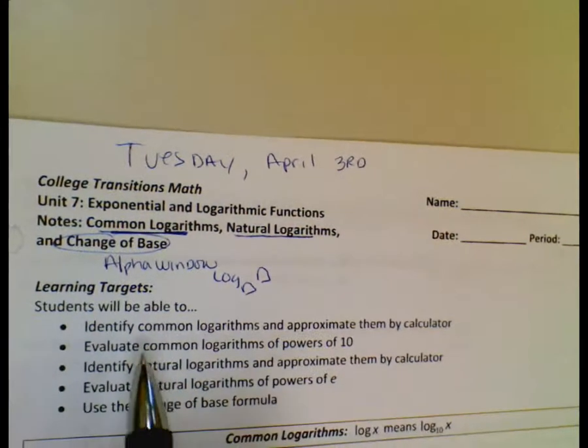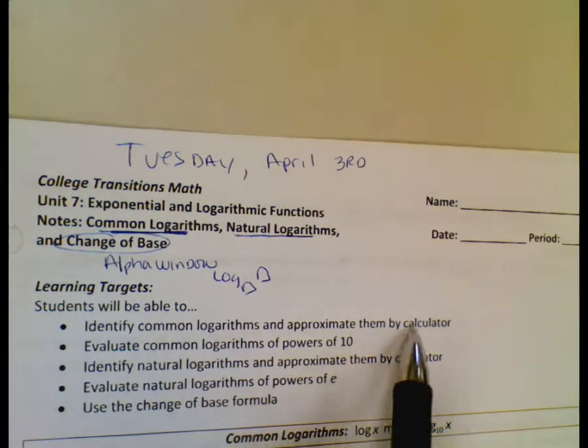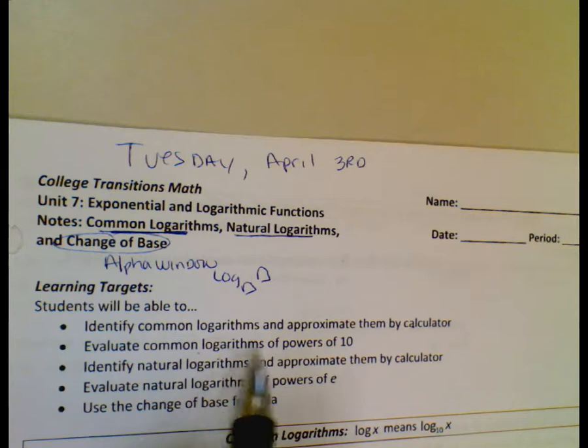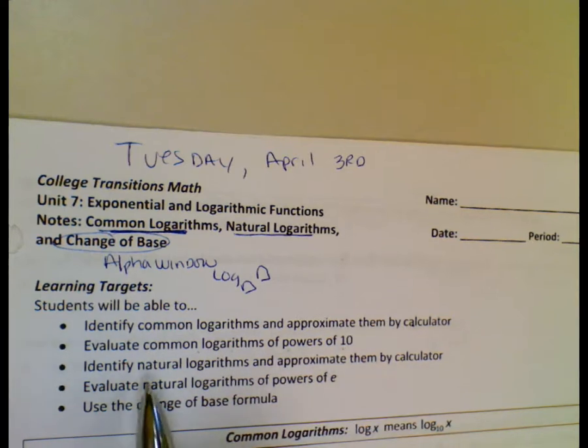Okay, so today we're going to identify common logarithms and approximate by calculator. We're going to evaluate common logarithms with powers of 10. We're going to identify natural logarithms and approximate them by calculator. We're going to evaluate natural logarithms of powers of e. And we're going to use the change of base formula.